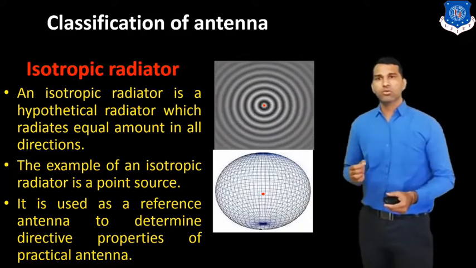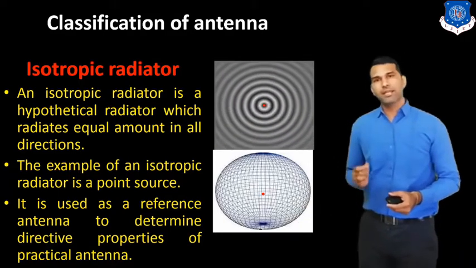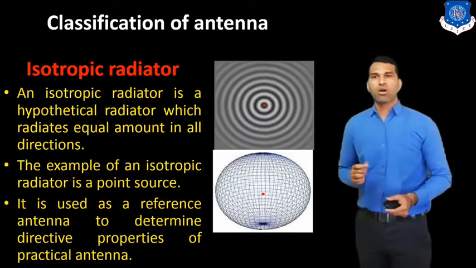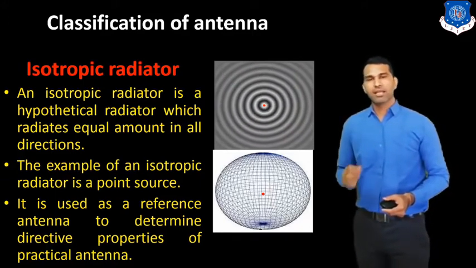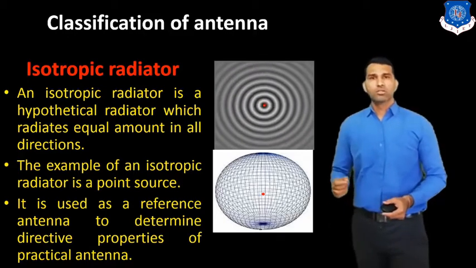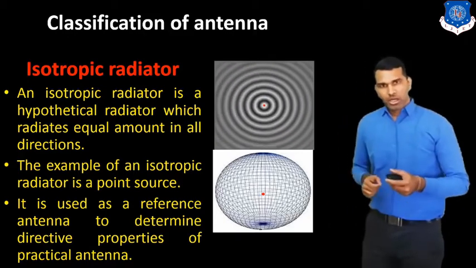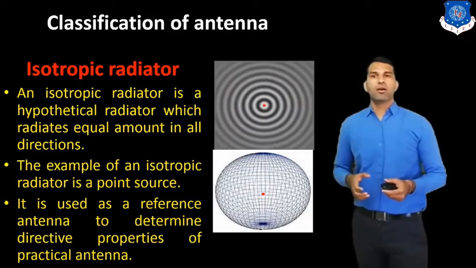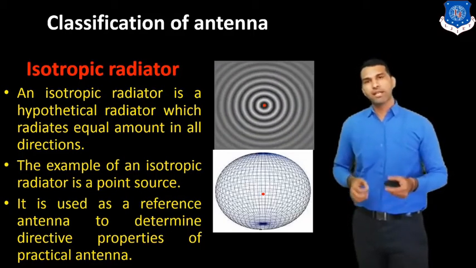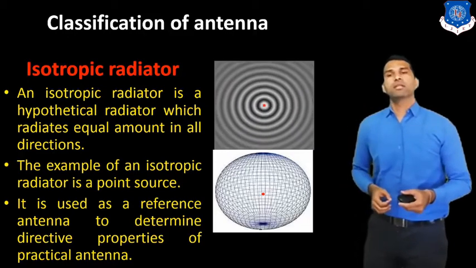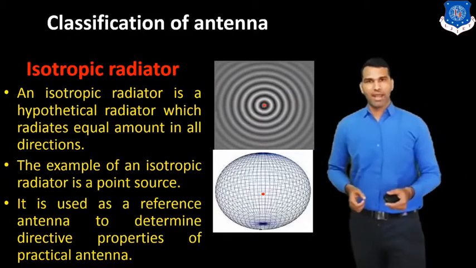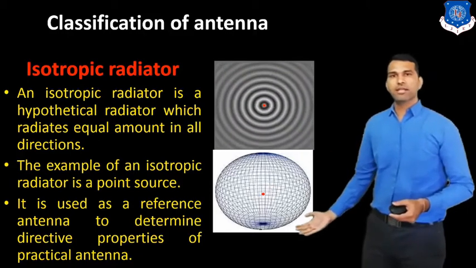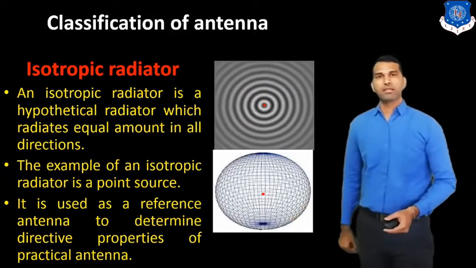It is used as a reference antenna to determine the directive properties of a particular practical antenna. So in practical use, we use the isotropic antenna to determine the directive properties of the practical antenna. So this is the isotropic antenna and this is its radiation pattern.